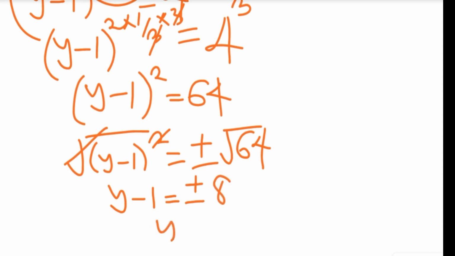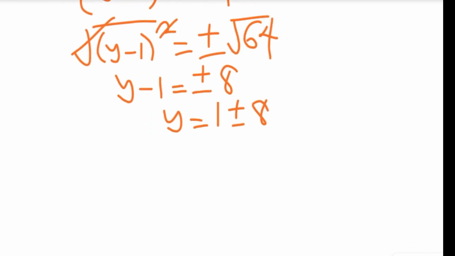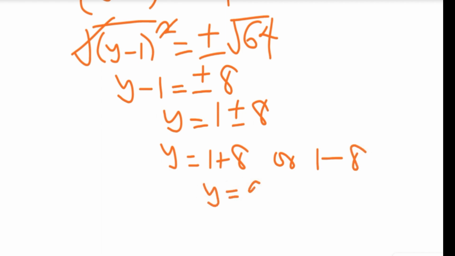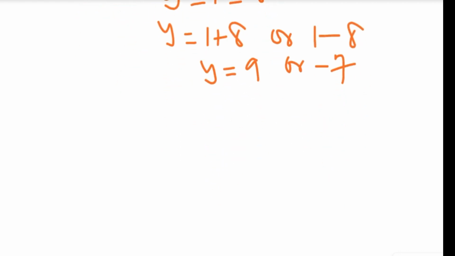So from this expression, our y will be equal to 1 plus or minus 8. This will now make our y either equal to 1 plus 8, or it can still be equal to 1 minus 8. So our y will be equal to 9, which we got initially, or our y can be equal to minus 7. Now again, come to think about this. Let's check our results to find out if this is correct.